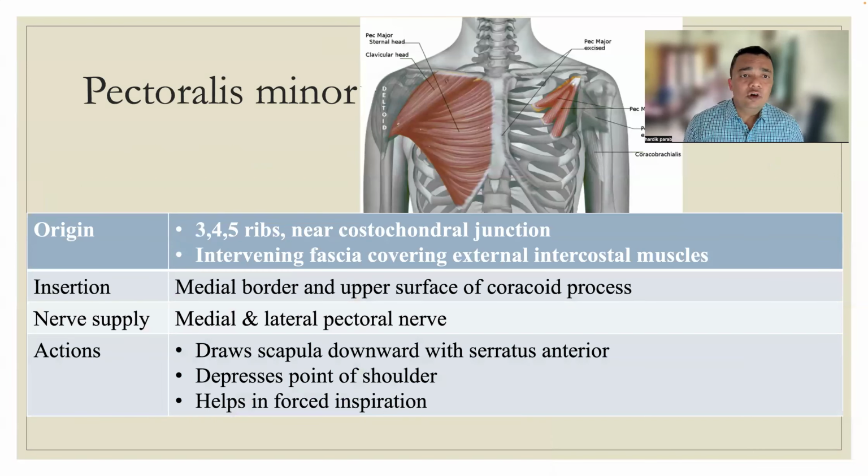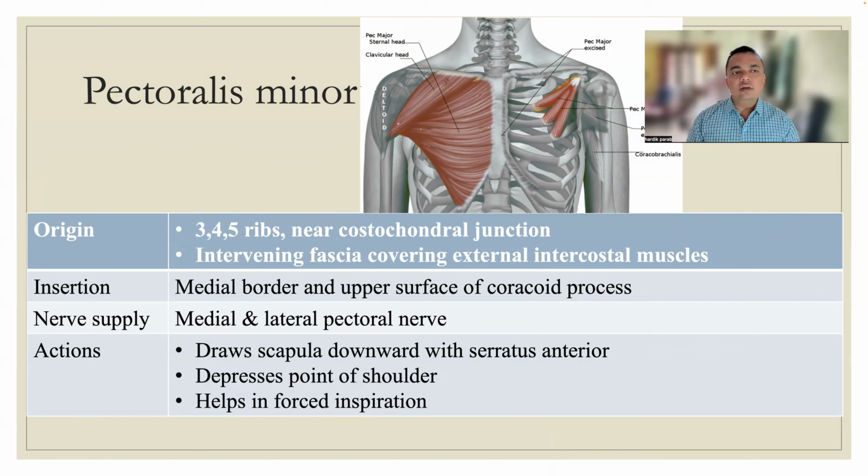The next muscle we are going to discuss is pectoralis minor, which is underneath the pectoralis major. Pectoralis major के नीचे होता है. As the name itself says, it is smaller in size. So we can see over here, on one side you get pectoralis major, on the other side is pectoralis minor.